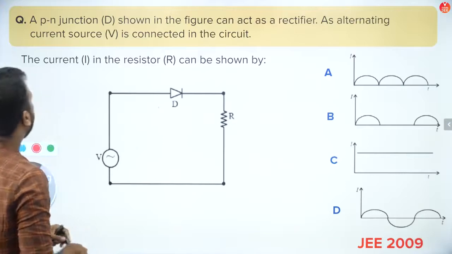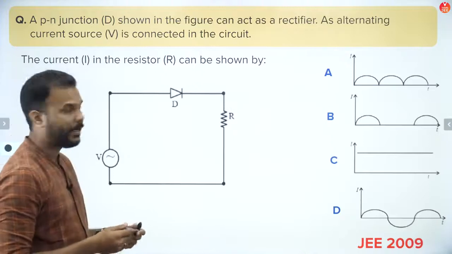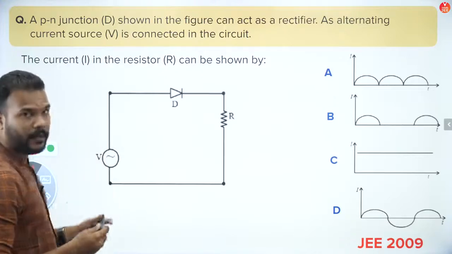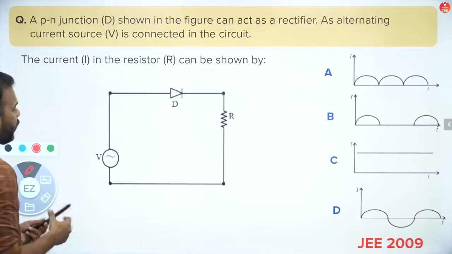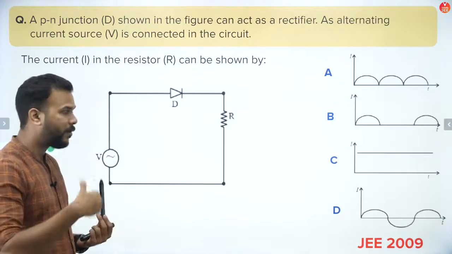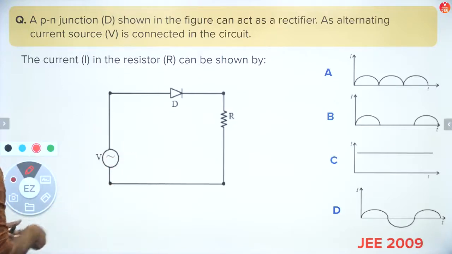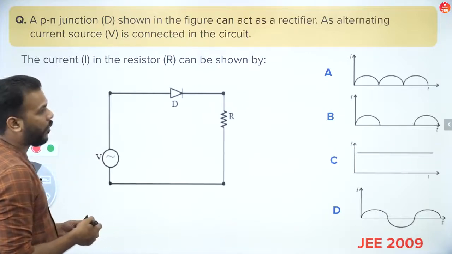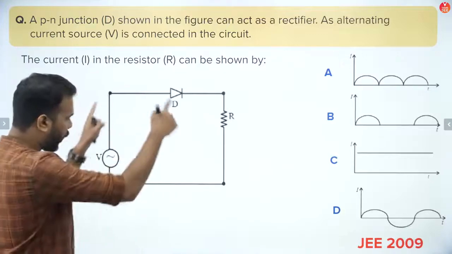This is basically a diode as a rectifier, and the question says that the PN junction diode shown in the figure can act as a rectifier, and this is basically a single wave rectifier. As you can see, there is only a single diode connected. As an alternating current source is connected, the polarity will keep on changing and the direction of current will change. That means there will be times when the diode will be forward biased and reverse biased as well. So we have to find out which one of the graphs represents the correct variation of the current with time when the current flows in the circuit.